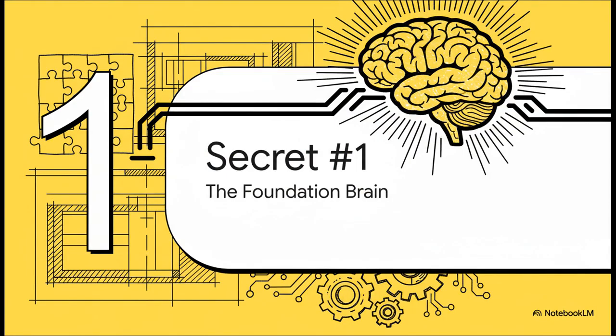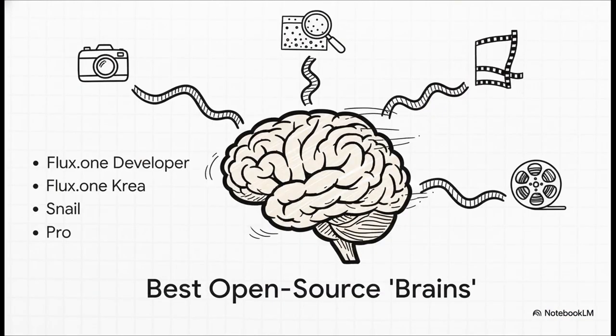Okay, our first secret is all about the foundation. You can't build a masterpiece on shaky ground, right? You have to start with a brilliant, all-purpose brain, a really powerful base AI model. So, here we're looking at some of the top-tier open-source models that act as our foundation. You know, for things like photorealism, super crisp product shots, or getting that realistic skin texture we were just looking at, models from the Flux series are a perfect starting point. Just think of them as a highly intelligent, generalist brain that, well, it knows a lot about pretty much everything.